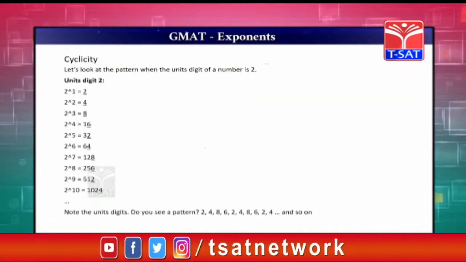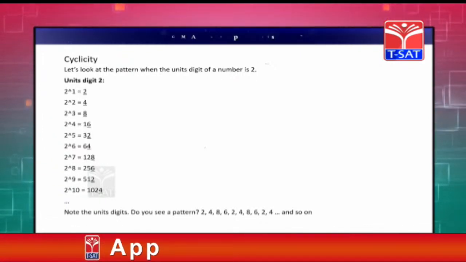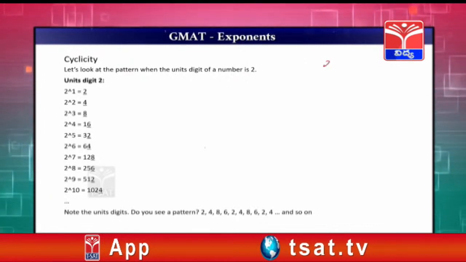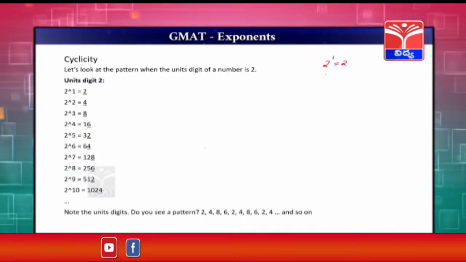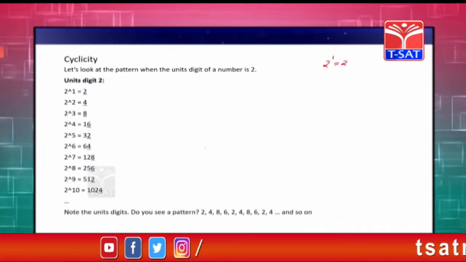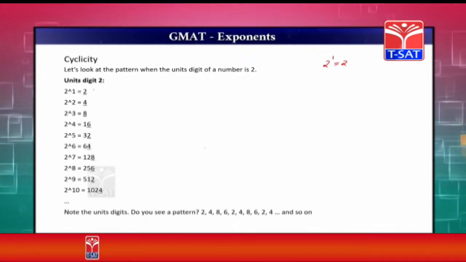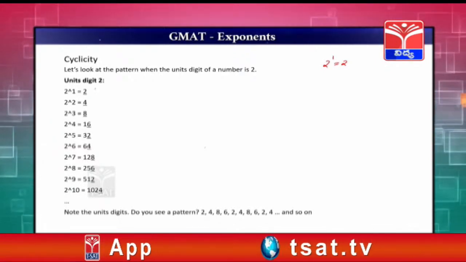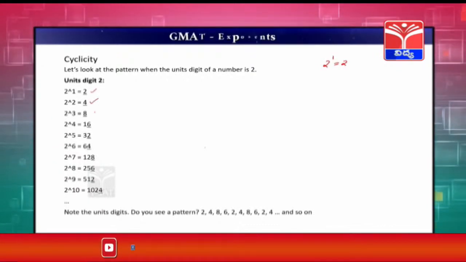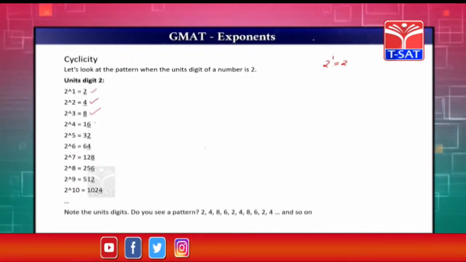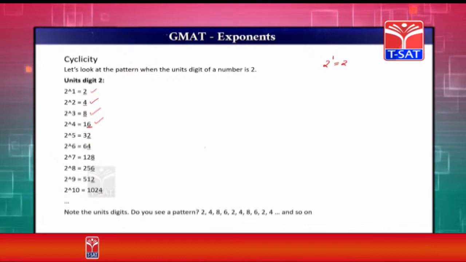Let's look at the concept of cyclicity. Cyclicity will help you when you are calculating units digits. When any single digit is raised to any power, it will always show a pattern in its units digit. Let's look at the table of 2 raised to powers 1, 2, 3, 4, etc. 2 raised to 1 is 2, 2 raised to 2 is 4, 2 raised to 3 is 8, 2 raised to 4 is 16, and we're just focusing on the units digit.